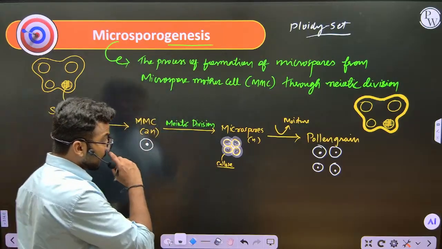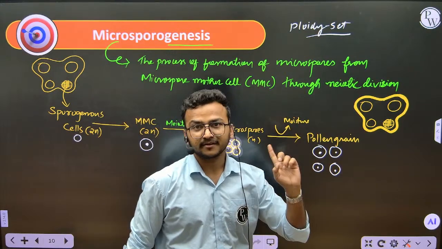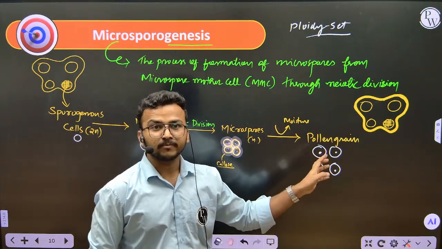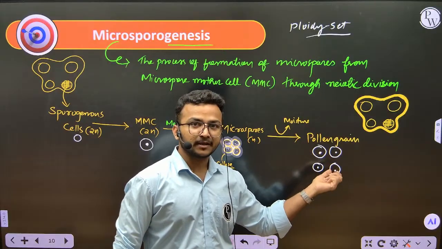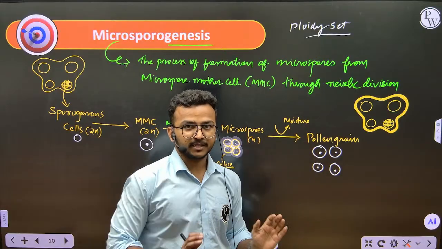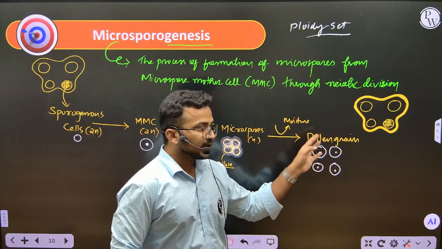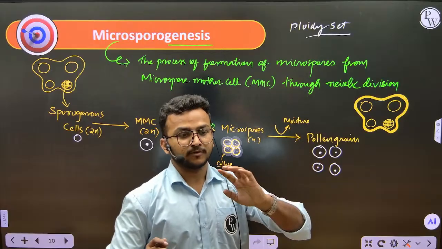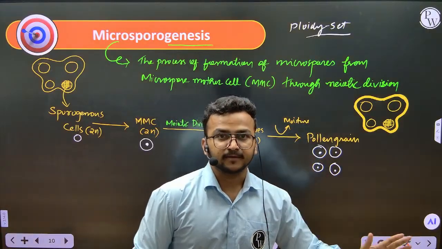Now whether it is a complete development of pollen grain, not yet. This is not the complete pollen grain development. It is the baby of pollen grain, the earlier stage of pollen grain there. Again this pollen grain has to complete so that we can call it a complete male gametophyte.